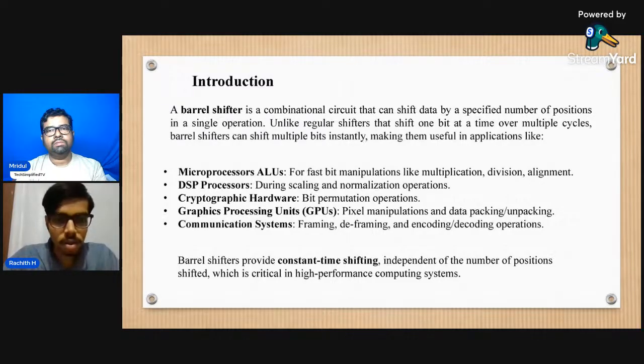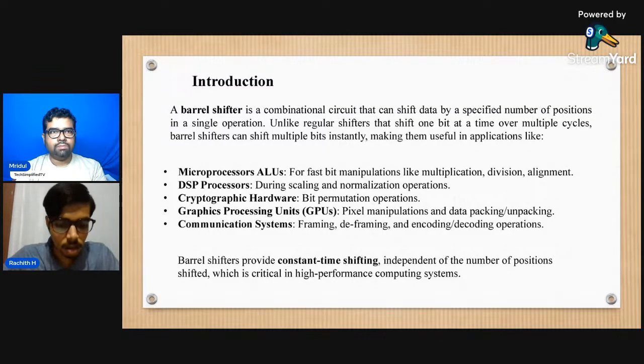So first one is ALUs in microprocessors. For operations like multiplication and division being performed with respect to powers of two, a barrel shifter is useful. As we know, a binary value when left shifted by k bits is equivalent to being multiplied by 2 power k. Similarly, a binary value being right shifted by k bits is equivalent to being divided by 2 power k. So when dealing with these operations in powers of 2, we don't need a dedicated multiplier circuit. A barrel shifter can efficiently handle this.